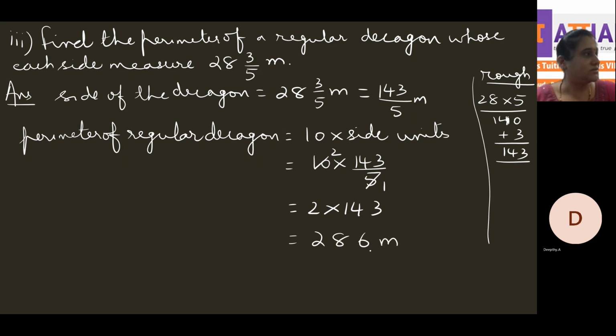What is the unit? Meters. Yeah, in the formula, you must write units. In the answer, you must write the unit given in the question, meter or centimeter. When you're writing the formula 10 into side, you must always write only units in the formula. In the final answer, you must write the unit which is given in the question.